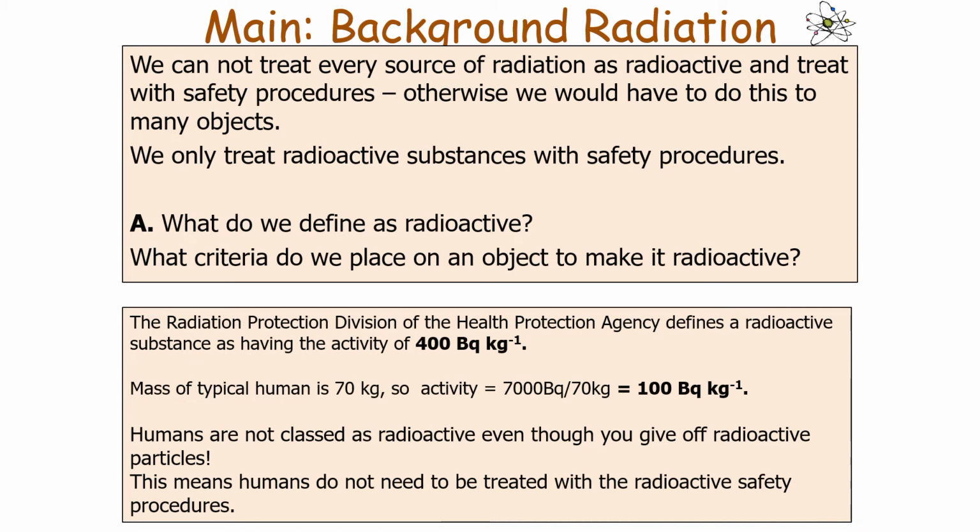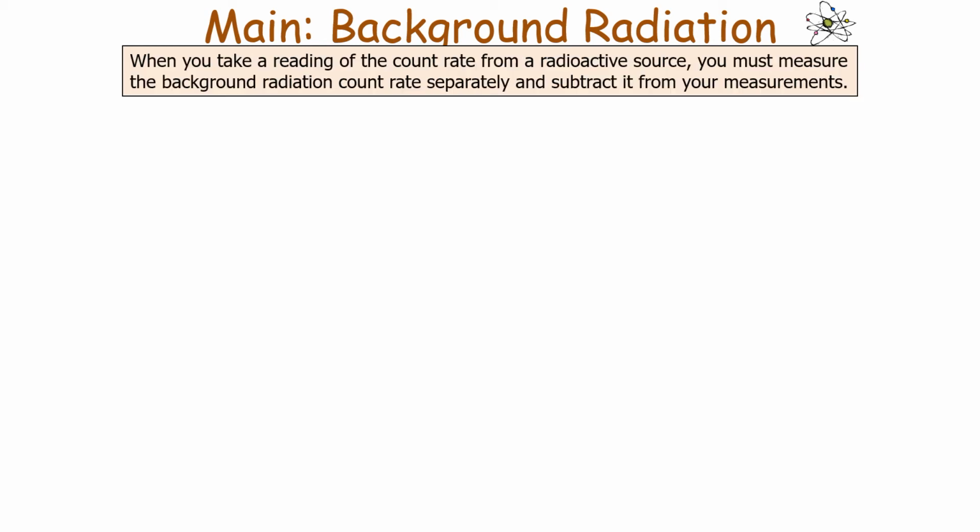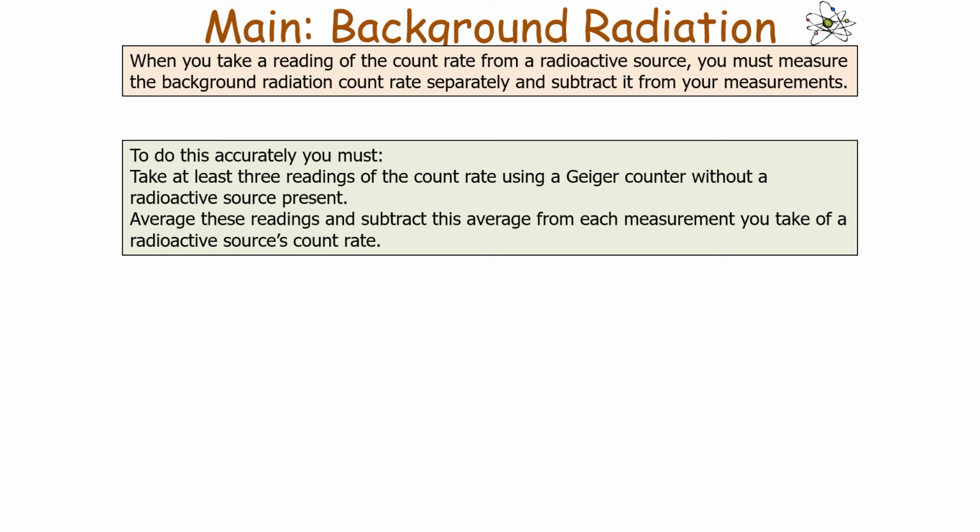Now, when we're considering background radiation, you've got to remember that when you take a reading of the count rate from a radioactive source, you must measure the background radiation count separately and then subtract it from your measurement. To do this accurately, you've got to take at least 3 readings of the count rate using a Geiger counter without a radioactive source present. You then average these readings and subtract this average from each measurement you take of a radioactive source's count rate.